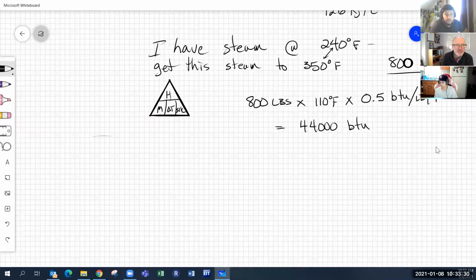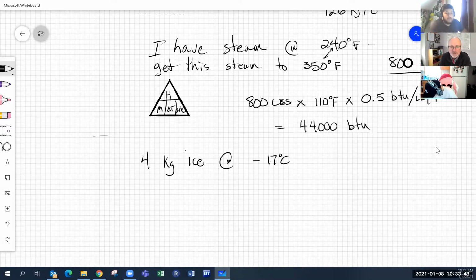Excellent. So the next question is, we have 4 kilograms of ice at minus 17 degrees Celsius. And I want to heat this up to 0 degrees Celsius. I'm just heating it up to the melting point. How much heat does it take?